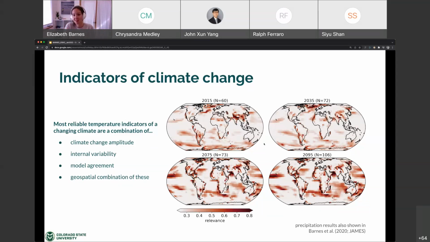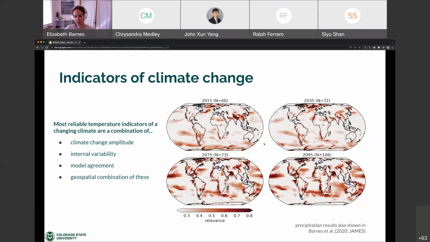So it's looking for regions with strong climate change responses, where the noise is low, where the climate models generally agree. This network was trained over many climate models. So if the climate models disagree, it's not going to find that a useful region for information. And finally, the neural network is able to take a geospatial combination of all of these bits of information rather than grid point by grid point doing some signal to noise computation. Okay, with that in mind, let's look a little bit closer.